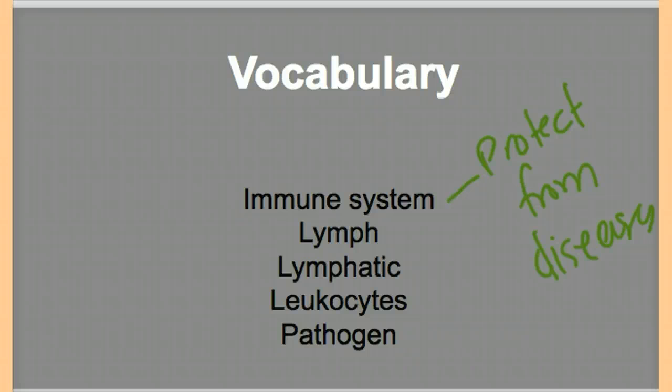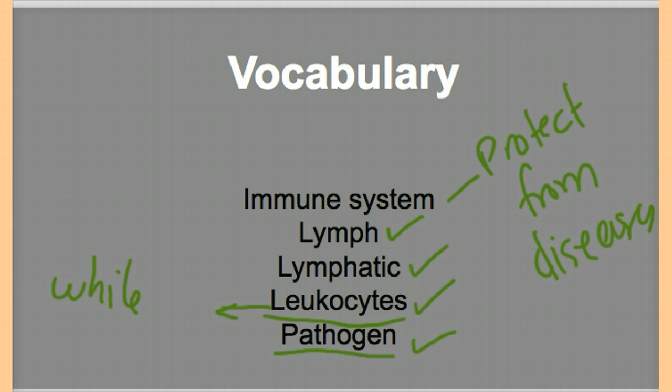In this system, you're going to see words such as lymphatic, leukocyte, and pathogen. We have already discussed pathogens. Leukocyte is a very new word to you, and if you want to use a simpler version of this word, it is white blood cell. So another word for leukocyte is white blood cell.